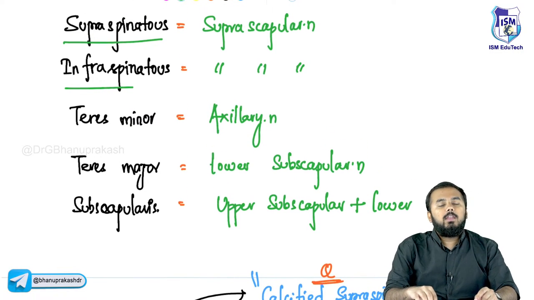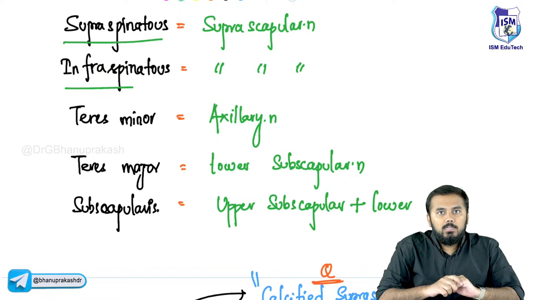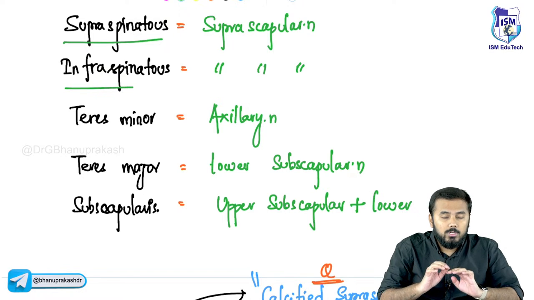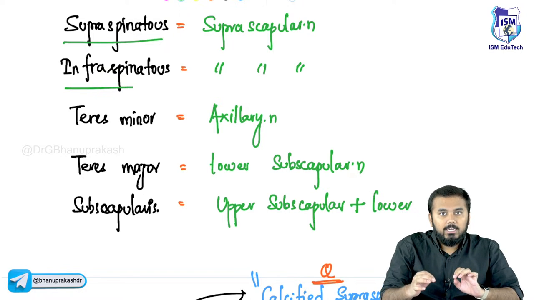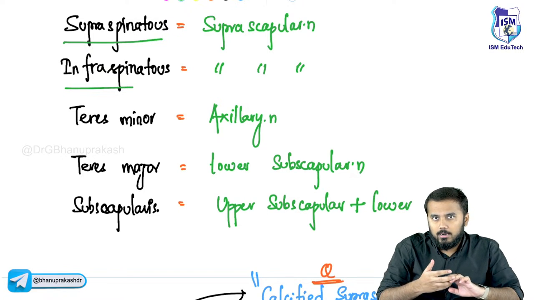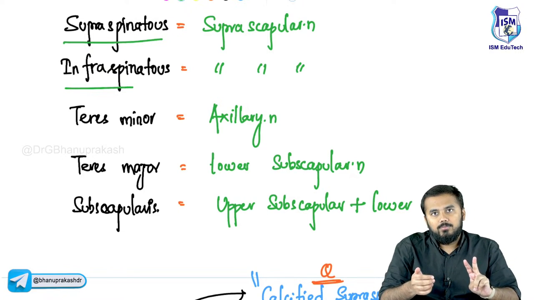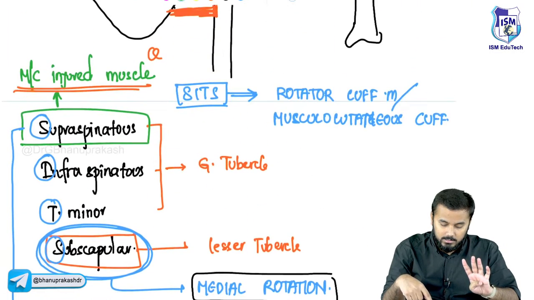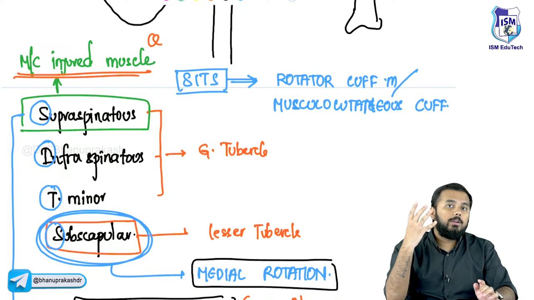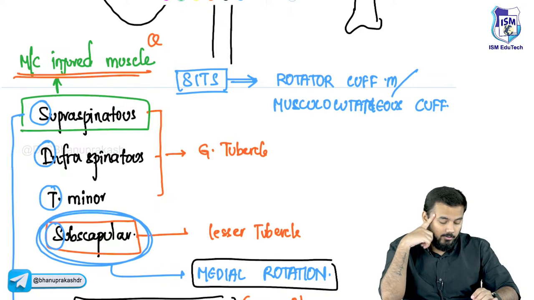Guys, when I ask you what are the rotator cuff muscles, don't confuse teres minor with teres major. Both are students, they make a mistake. Instead of putting teres minor, they put teres major. Teres major is not a part of rotator cuff. Only supraspinatus, infraspinatus, teres minor and subscapularis. Four muscles. Ye dekho, yahan pe jo likha hai na, four muscles. These are the four muscles which are rotator cuff muscles. Baki sab, they are not rotator cuff muscles.